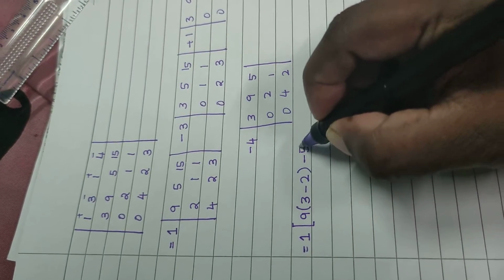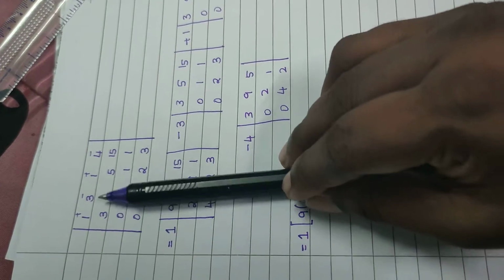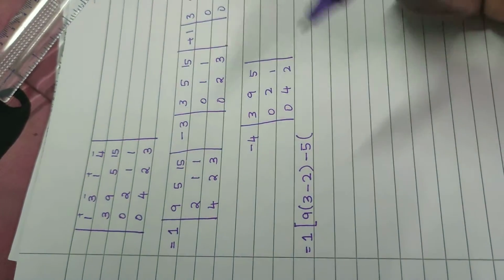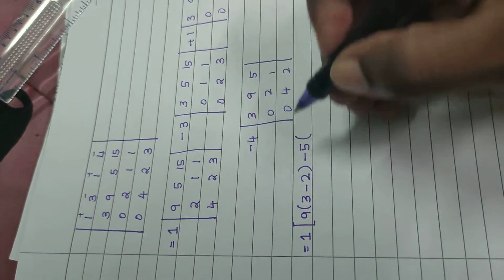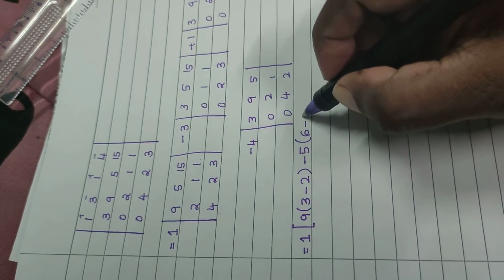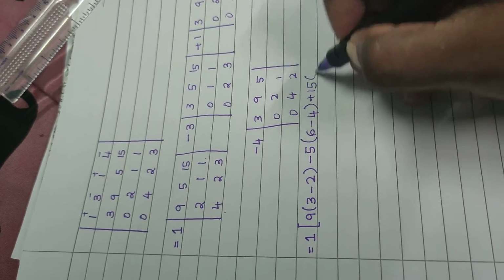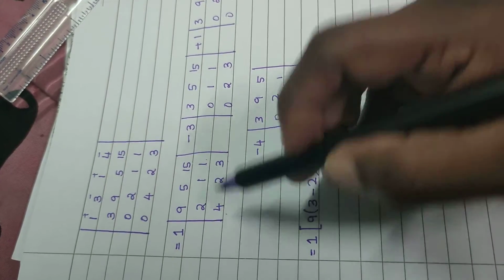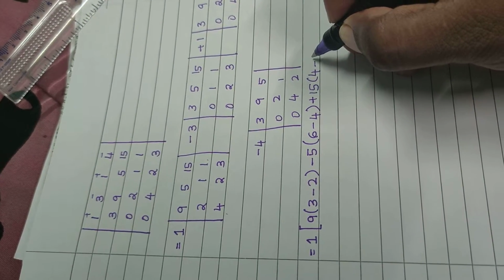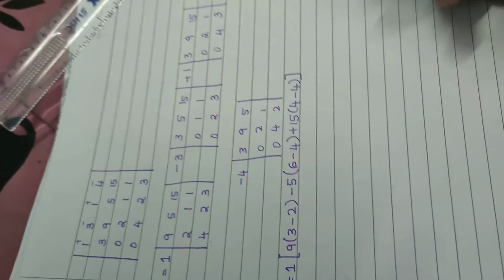Minus the second value 5 into, if I close this column, I have 2, 4, 1, 3. So 2 into 3 is 6 minus 1 into 4 is 4, plus 15. We have these 4 left. That will be 2 into 2, 4 minus 4 into 1, 4. Okay, so this is the first one done.